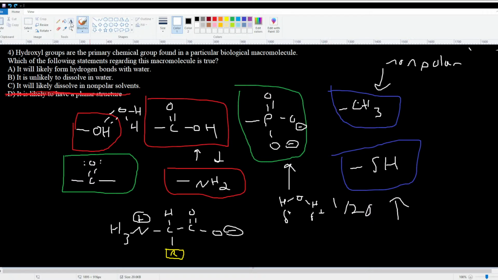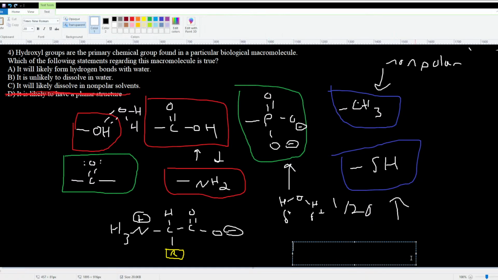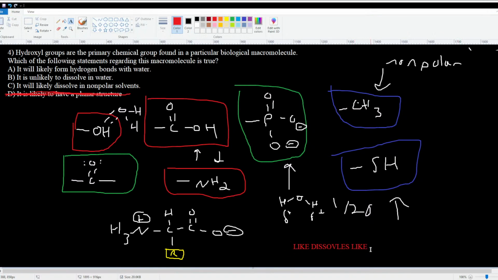So one more thing. I just want to interrupt myself for a second. As a general rule, like dissolves like. I'm going to put that in red too. Like dissolves like. I want to emphasize this a lot. Why do I want to emphasize it? Because polar substances are always going to mix with polar substances, and non-polar substances are always going to mix with non-polar substances. That's just the rule, right? It's something I really want to emphasize. Non-polar with non-polar, polar with polar.